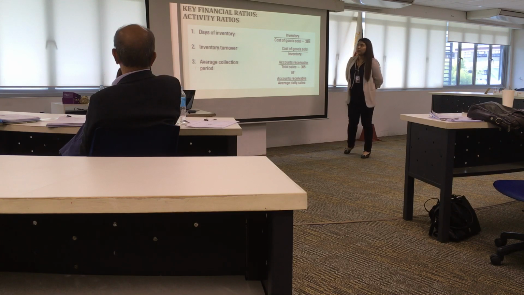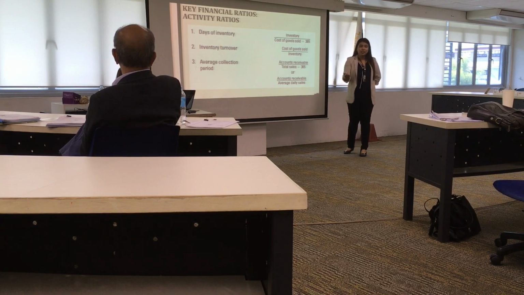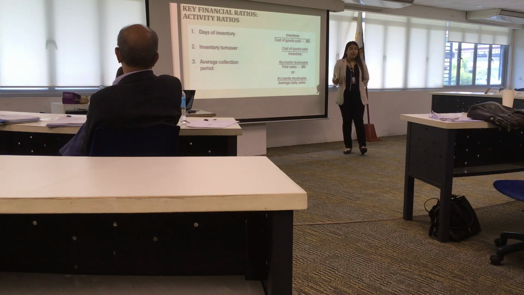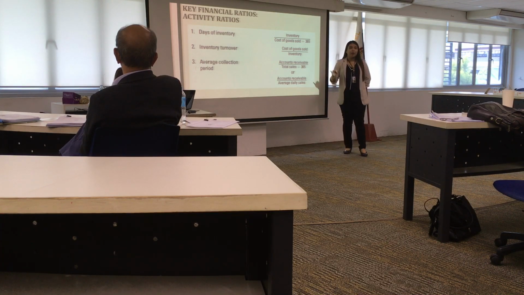All right, this time we'll proceed with the activity ratios. So far, let's recall how many ratios we have discussed. The first one, profitability ratio. The focus there would be the income statement. Next would be the liquidity ratio. The focus would be on the balance sheet, more particularly the current assets and the current liabilities. Next, the leverage. For leverage, it will be non-current.